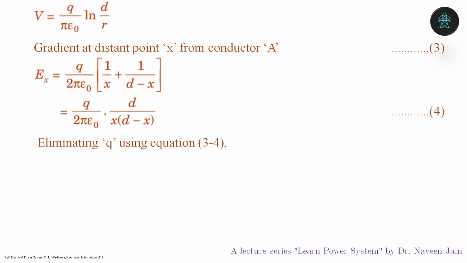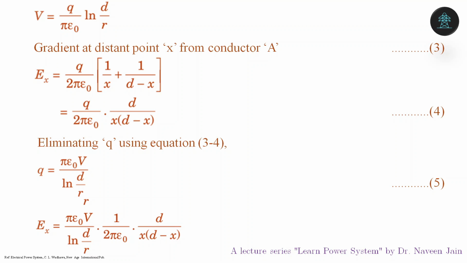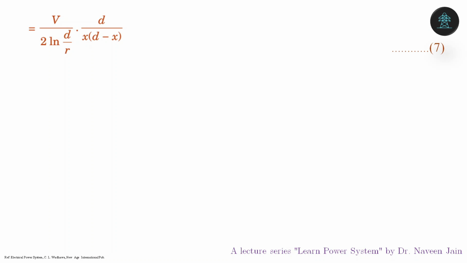Now, our interest is to eliminate q in these two equations, equation number 3 and equation number 4. So, substituting the value of q from equation number 3 into equation number 4 and further simplifying this expression, now we have equation number 7. Now you can see that the term V dash is V upon 2, and that is the voltage of one conductor with respect to neutral point, that is the middle point of the two conductors.